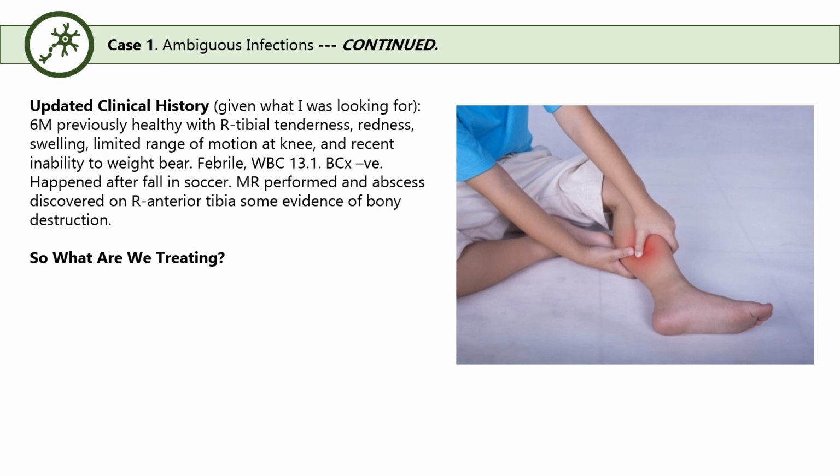An updated vignette could be a 6-year-old male previously healthy with right tibial tenderness, redness, swelling, and limitation of range of motion at the knee with recent inability to weight bear. The patient is febrile with a white count of 13.1, blood culture is negative. This occurred after a recent fall at a soccer practice. An MRI was performed already, which demonstrates an abscess on the right anterior tibia with some evidence of bony destruction.